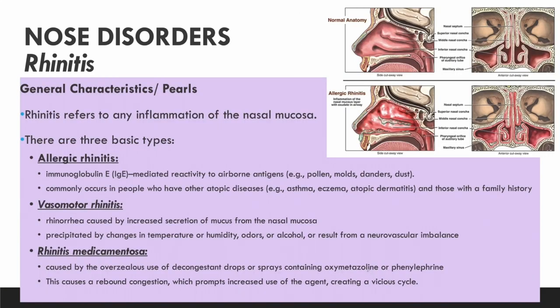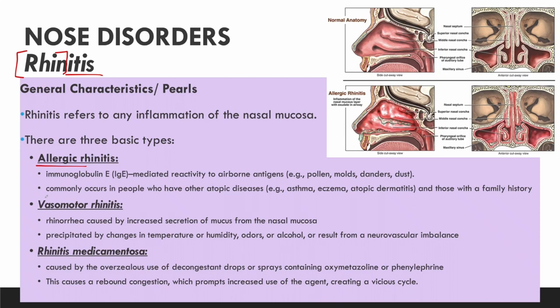Rhinitis. So rhinitis, rhino, like a rhino, is nose, right? Itis, inflammation or infection. Rhinitis is inflammation or infection of the nasal mucosa. It can be caused by many different things. Rhinitis itself can be caused by upper respiratory pathogens like viruses. It can be caused by allergic components.